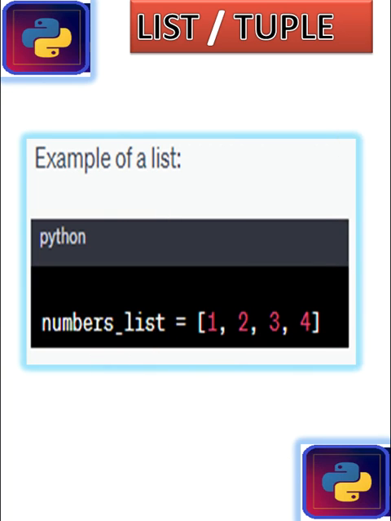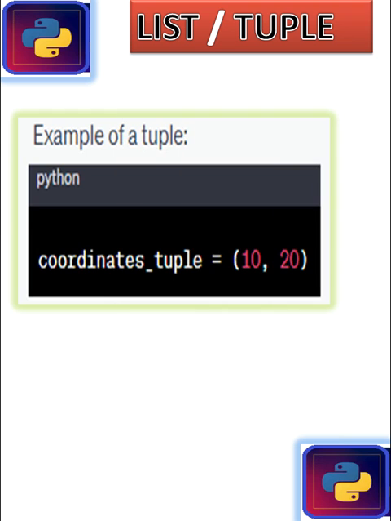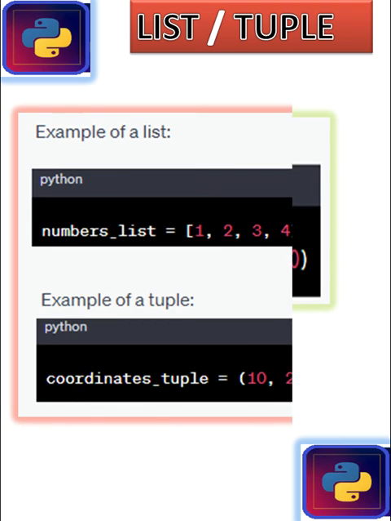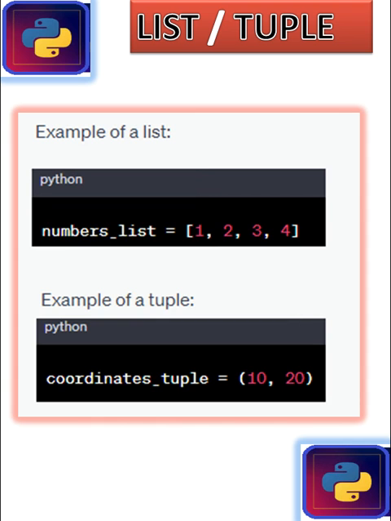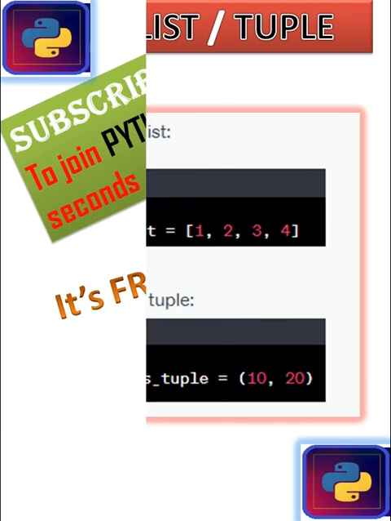Choosing between lists and tuples depends on your specific use case. If you need a collection that will change, use a list. If you want to ensure immutability or need a hashable collection for dictionary keys or set elements, use a tuple.